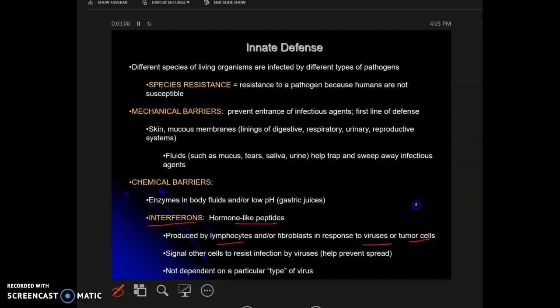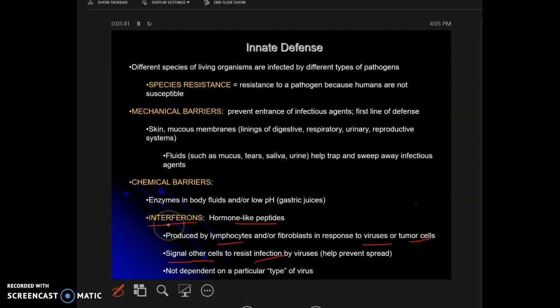So whenever a cell is being attacked by a virus or a tumor cell, it will produce antiviral particles. And these antiviral particles are the interferons. And these interferons will signal the other neighboring cells to resist infection. Now the neighboring cells are ready. So if that virus escapes from this infected cell and attacks the neighboring cells, well, guess what? It will not be able to do so.